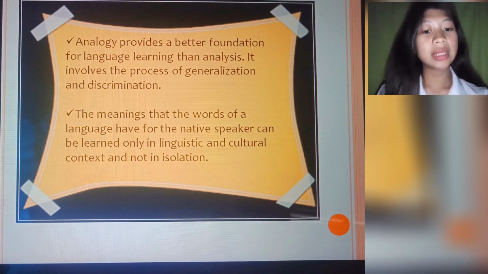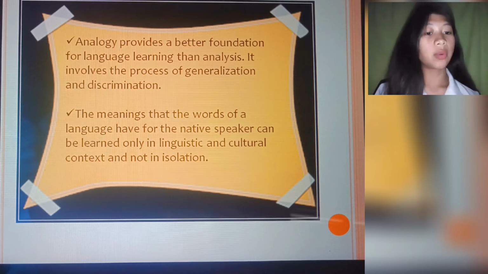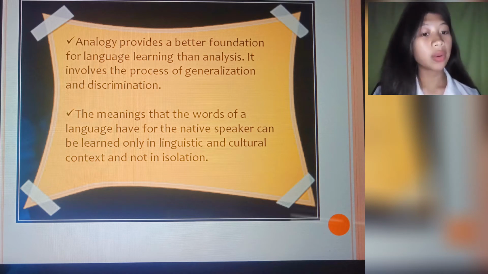Lastly, the meaning that the words of a language have for a native speaker can be learned only in linguistic and cultural context and not in isolation.